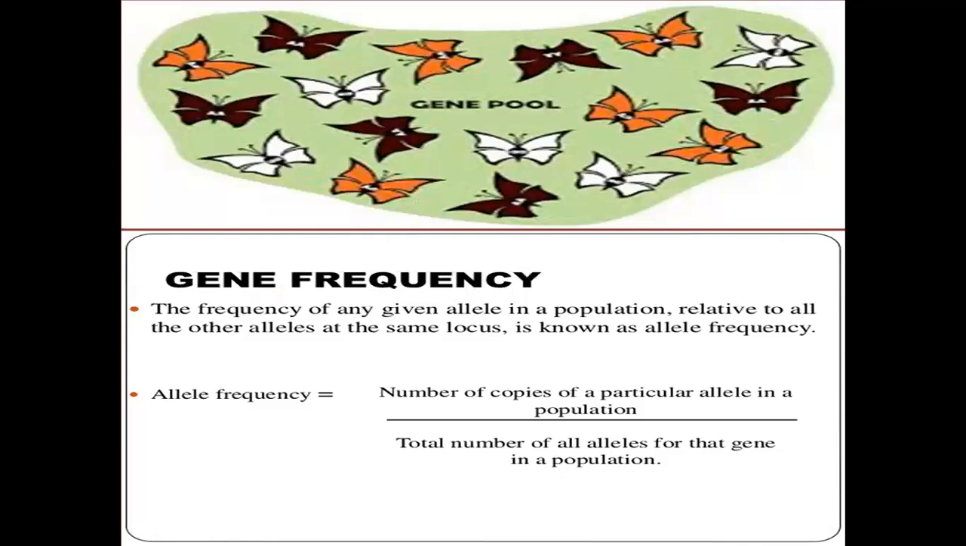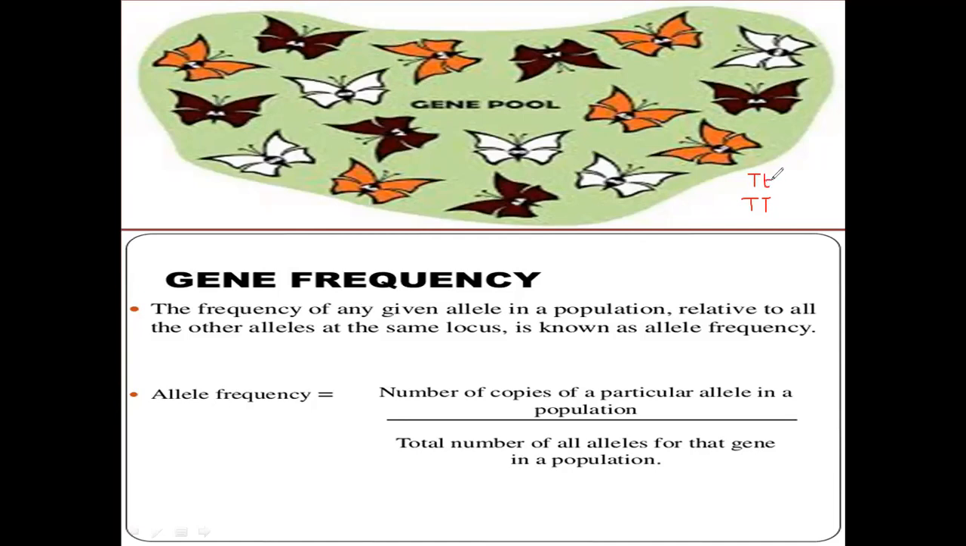See here, gene frequency. The frequency of any given allele. We had previously studied what is allele. I had told you many times about allele. A pair of alleles is present. For example, while studying the different characters of pea plant, we had studied a pair of alleles which tells about the character. For example, height of the plant: tall, capital T, capital T. These are alleles of each other. Then capital T, small t, these are also alleles.